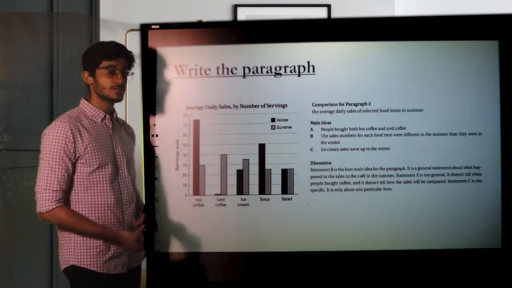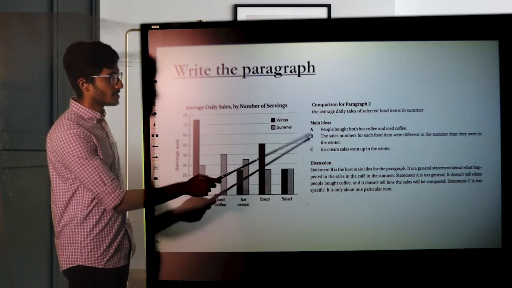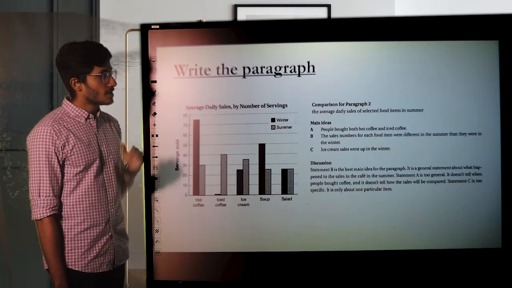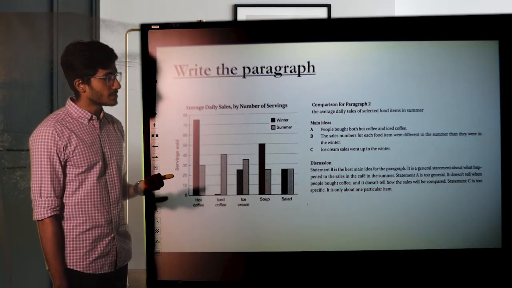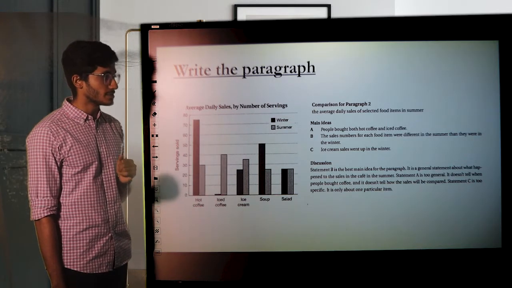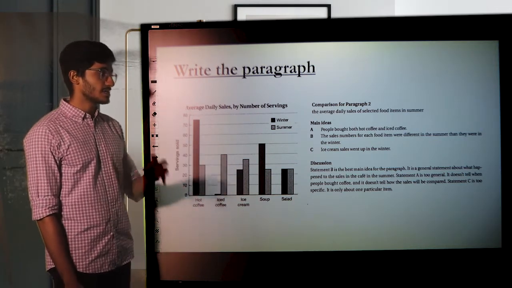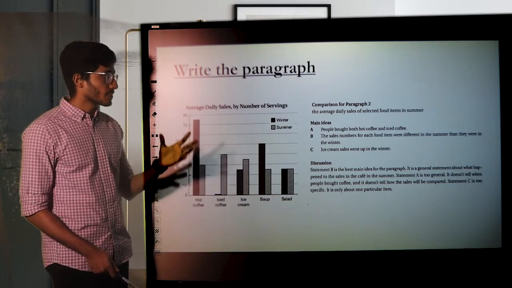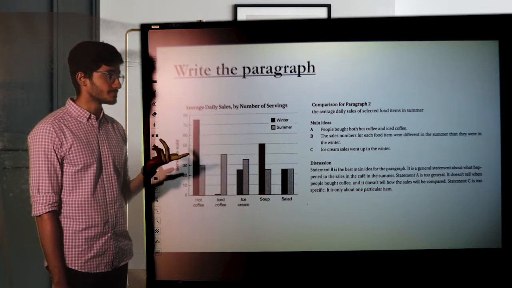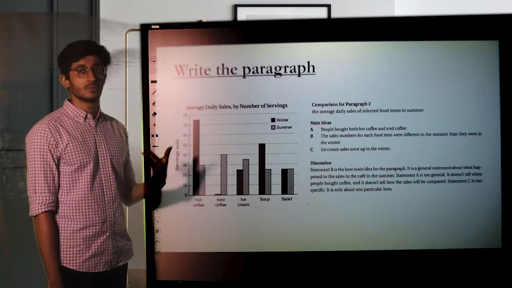This is for comparison 2, for summer. Here we also have 3 options. Let's look at that. A: People bought both hot and iced coffee. B: The sales numbers for each food item were different in the summer than they were in the winter. C: Ice cream sales went up in the summer. Out of these, it's very obvious. Statement B is the best main idea because it tells you how the comparisons that you will make in summer are different from the ones that you made in winter, because each food item's sales are different in summer than they were in winter.